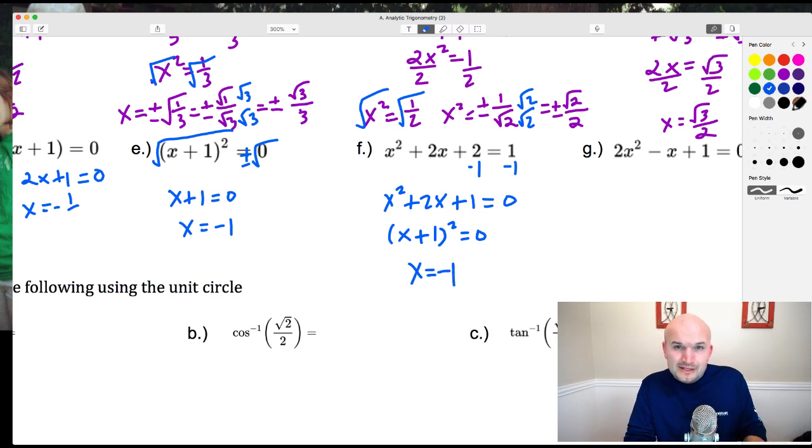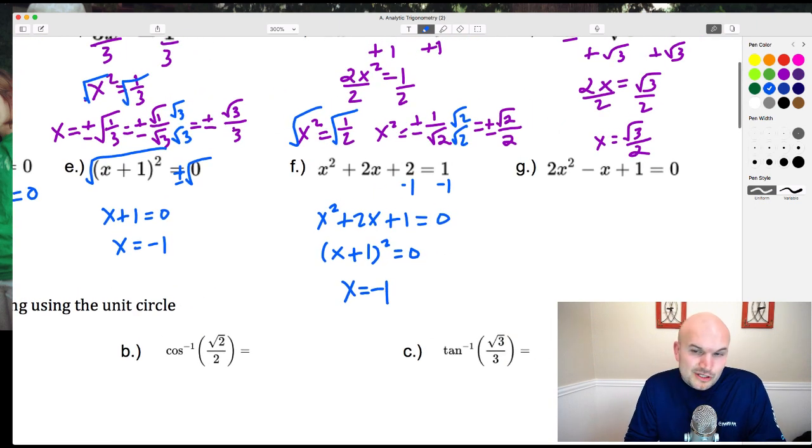And again, just a reminder, you can always plug your value back in to make sure that it's going to give you the correct solution. That's going to make the identity true. If you plug in negative 1, the left side is going to be equal to the right side, right? And that's basically the definition of an identity.